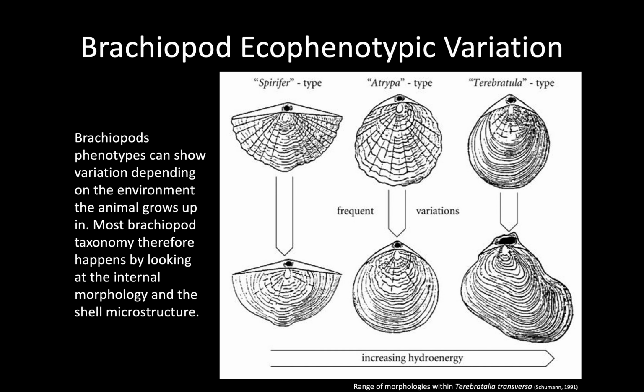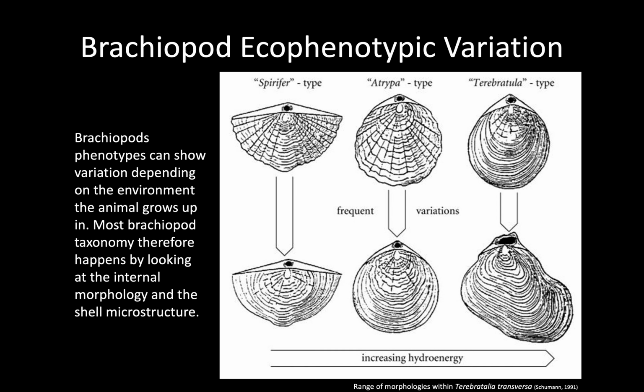Brachiopods also show incredible ecophenotypic variation. That is a $5 word. Eco meaning ecology, phenotype meaning your outward appearance, and then variation meaning differences, right? So differences in how you look based on the ecology around you. So how this works is here we have 3 different types of brachiopods: spirifers, atrepas, and terebrachiopods. Each of these 3 types can actually look extremely different depending on the increase in hydroenergy. What this means is if we don't know better in the fossil record, we might actually categorize these 2 as different species, or even these 2 as different species, even though they're the exact same.